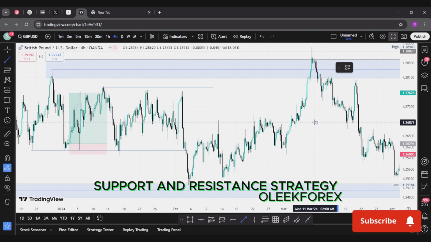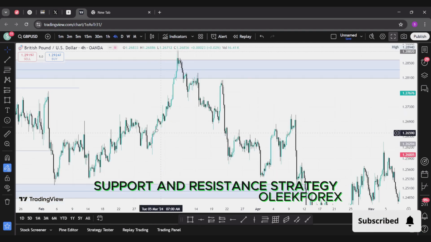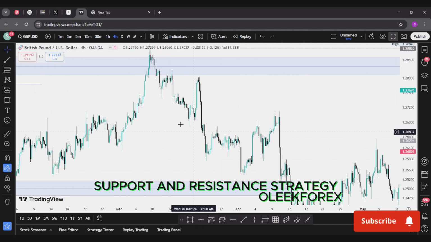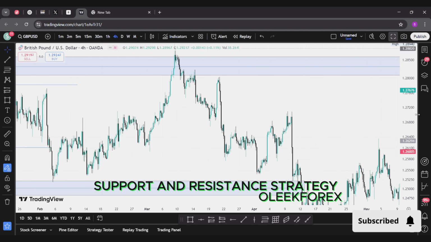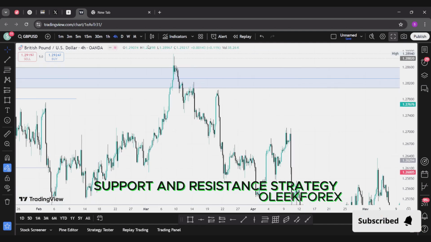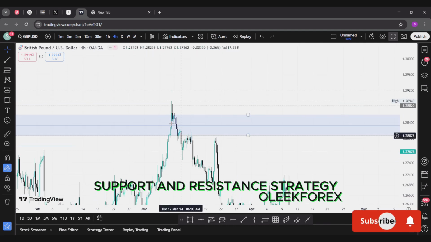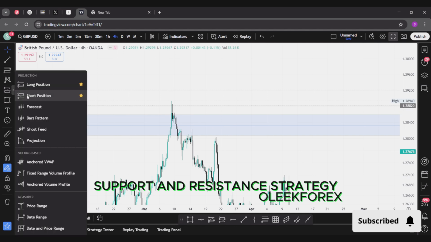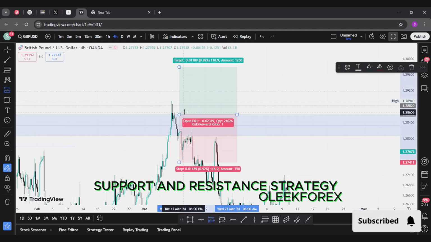So you can see how it's moving. Now, if you are a support and resistance trader, what you have to do is just wait for price to return. You can't just say because it has broken the resistance, price is about to move forward, and then you just come and take your trade as it starts going up.